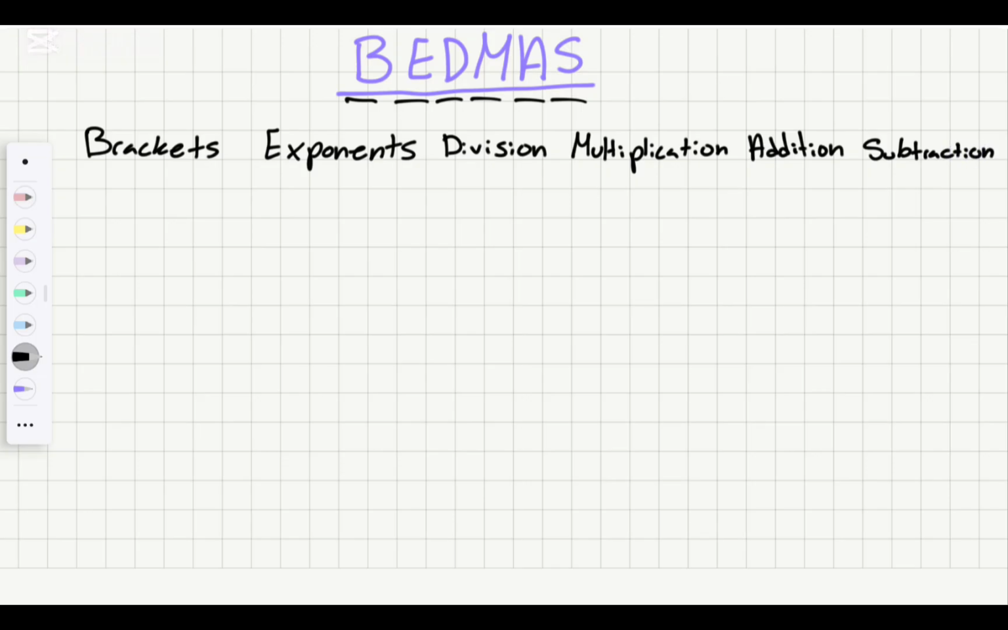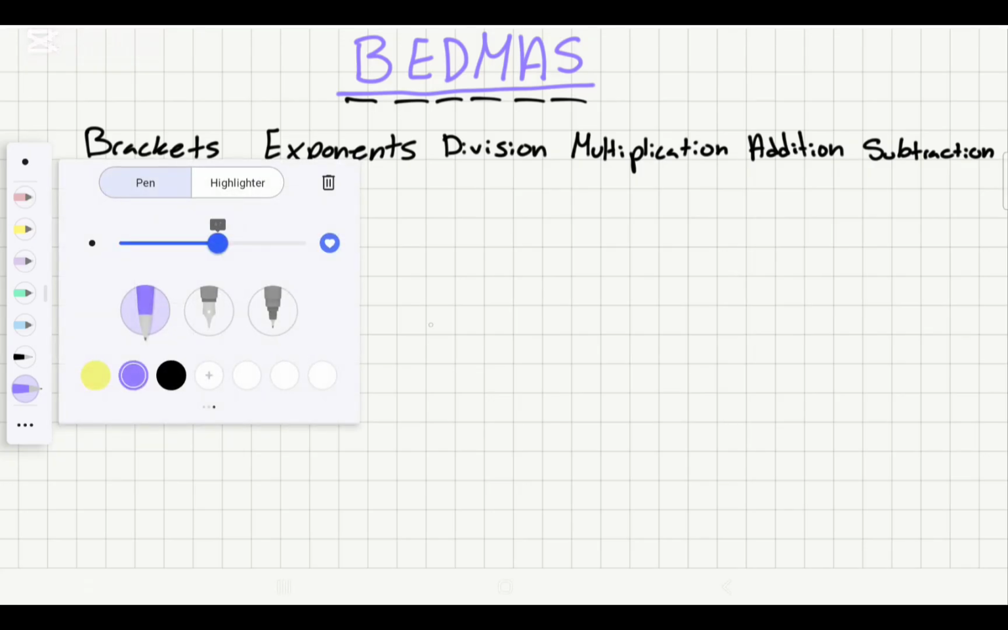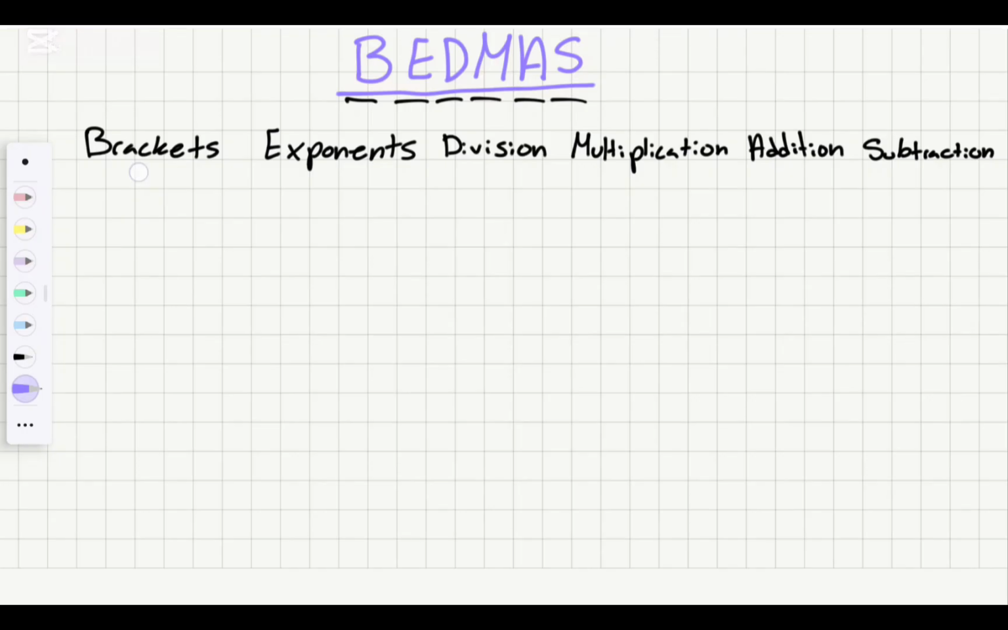Alright, now in case you've never seen what brackets look like or exponents, they look something like this. Brackets are just 2 curved lines. And I'm actually going to make these ones purple. Brackets are just 2 curved lines.